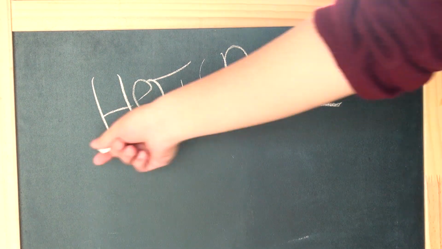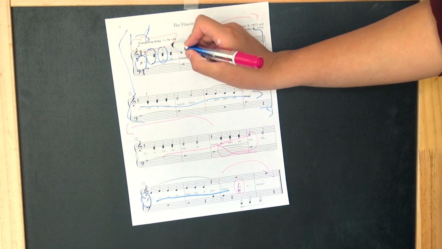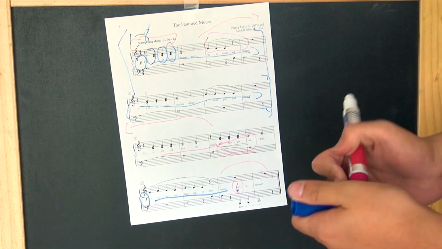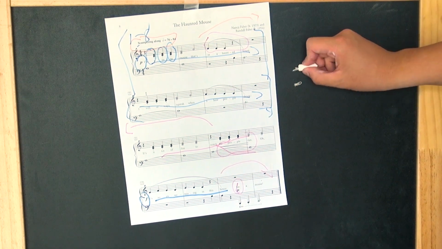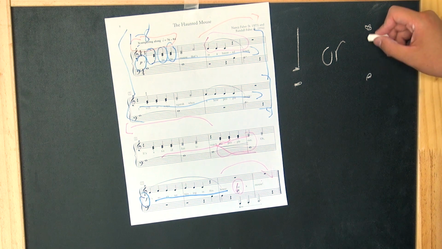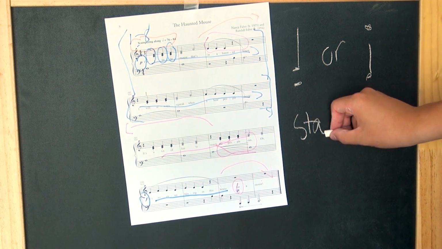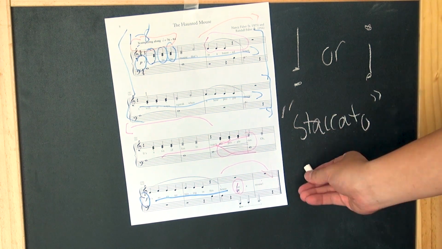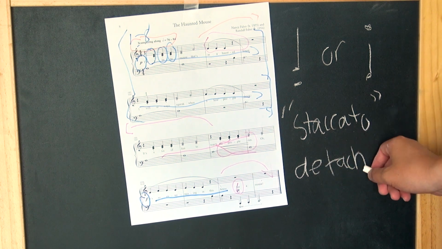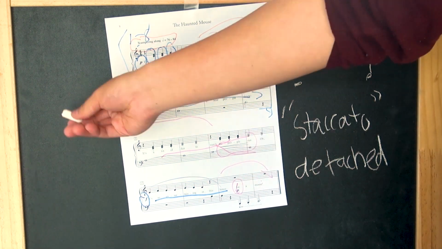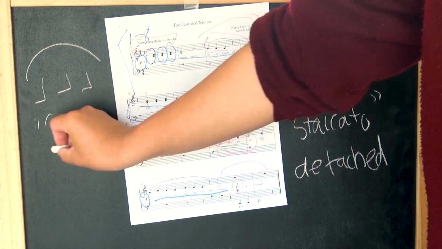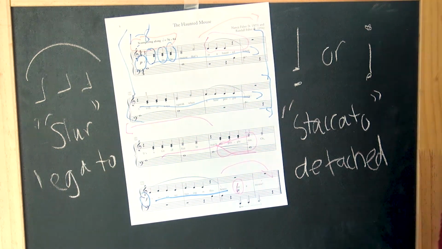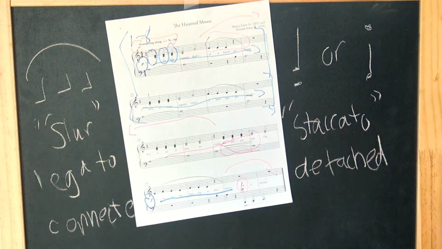And time for hotspots. Look at the difference between measure 1 and 3. The notes are played differently because of the dots and a curved line. The dots below or on top of the note represent staccato, which means to play it detached and lightly. The curved line means legato, which is to play it connected and smoothly.